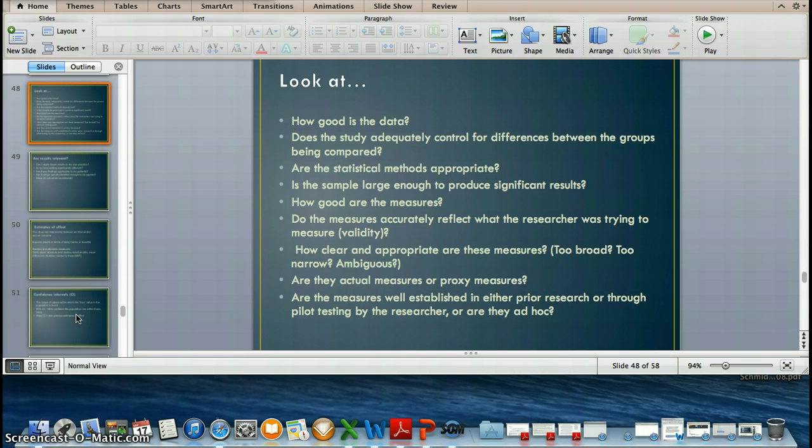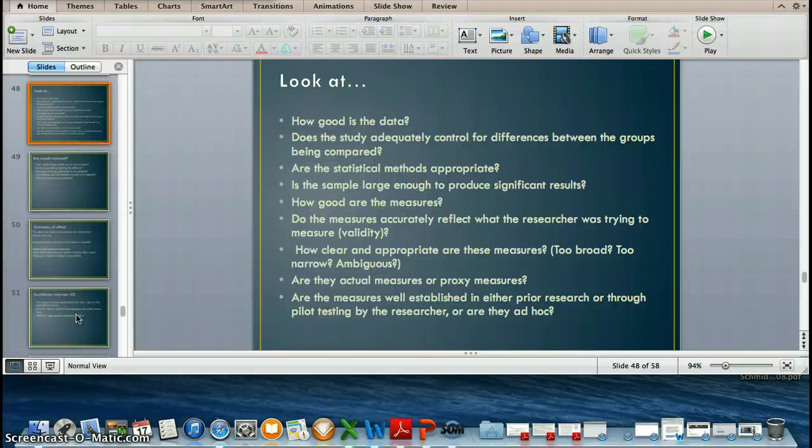Okay, so when you're looking at an article, you're looking at how good is the data? Does the study adequately control for differences between the groups being compared? Are the statistical methods appropriate? Is the sample large enough to produce significant results?